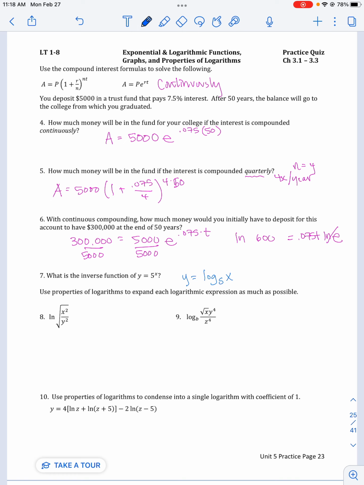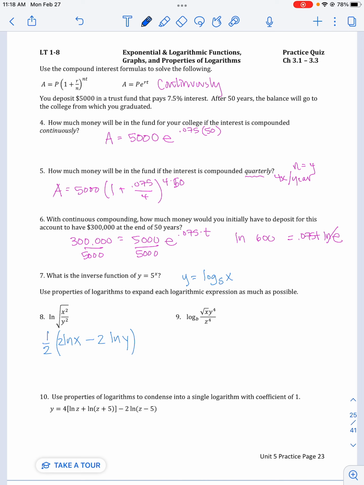Well, I'm going to think about this radical sign as everything being raised to the 1/2. So I'm going to take the 1/2 and write it out in front of the natural log. Now I've got the natural log of x squared because x is raised to 2, so I've got 2 times the natural log of x. That division becomes subtraction. The exponent will swing down in front, 2 times the natural log of y.